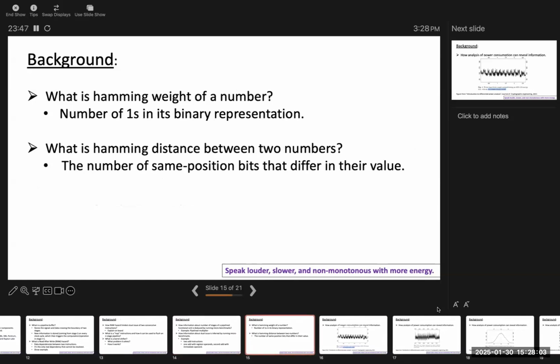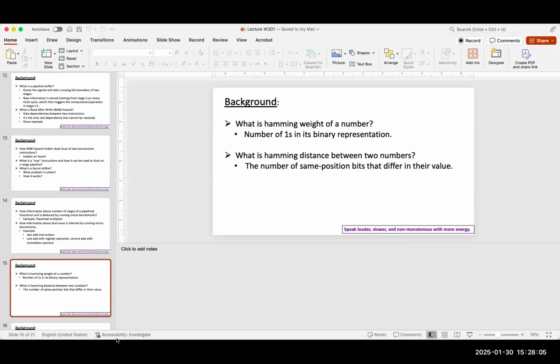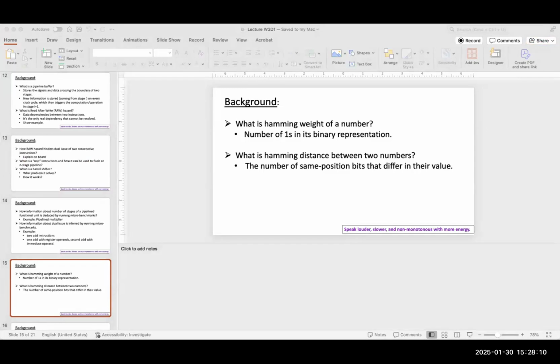Okay. So let me now shift to today's slides. So, how we can deduce information about the number of stages of a pipeline of a functional unit by running the micro benchmark.